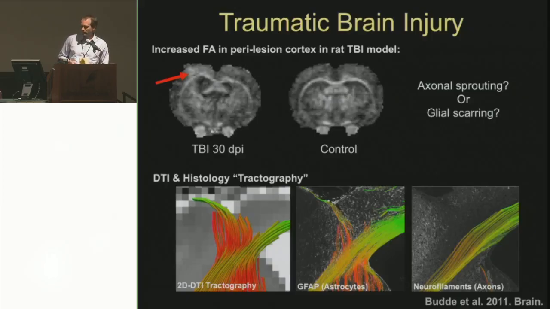In our case, we applied a unique tractography method to our DTI data, which we limited to 2D tractography here on the bottom left, and then we applied the same technique to a stain for astrocytes in the middle, and neurofilaments for axons on the right. One can see a nicer correspondence between the astrocytic tracks and the 2D tractography. We went on to do a full analysis, and really we saw increased FA because of the locally organized astrocytes in this injury model.